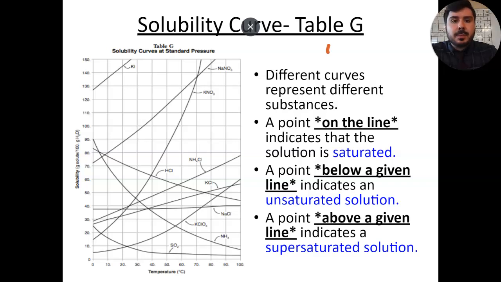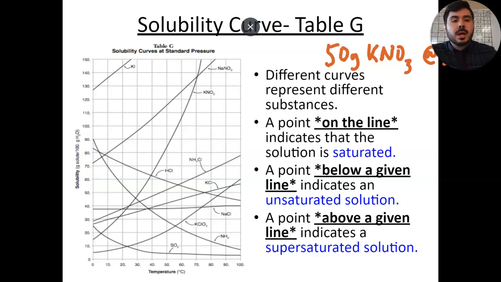Okay, so for example, let's say I was given 50 grams of KNO3 at a temperature of, we'll say, 50 degrees Celsius.